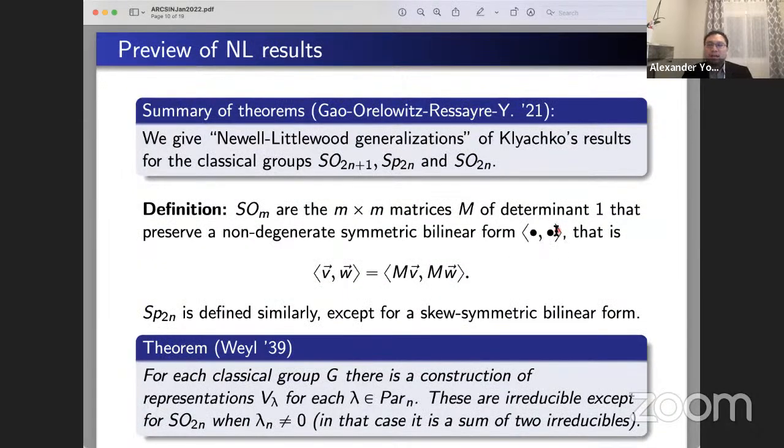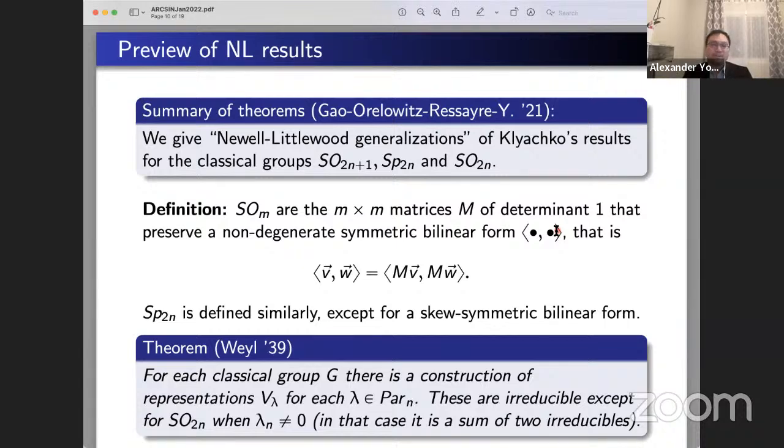Okay, so I want to now turn to our results. The thing to remember as a summary is that we're going to give Newell-Littlewood generalizations of all of Klyachko's theorems for the classical groups. That's, long story short, what we're doing.